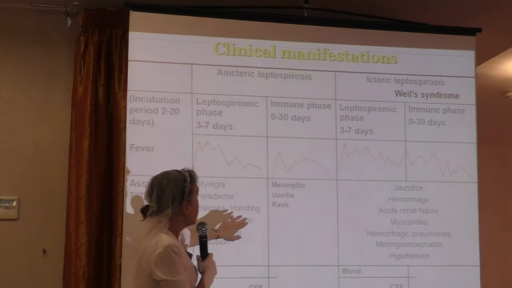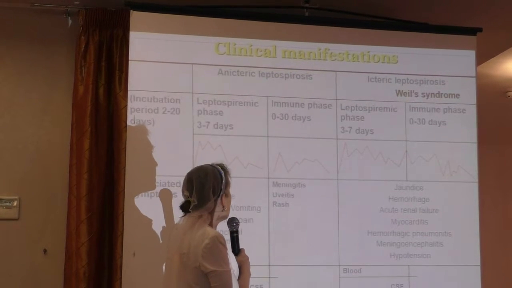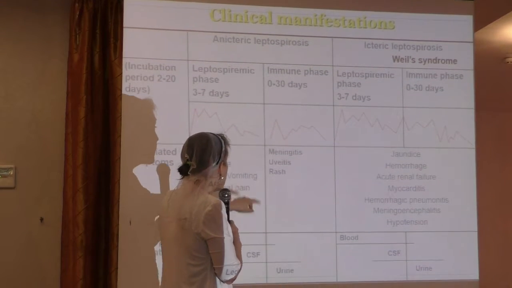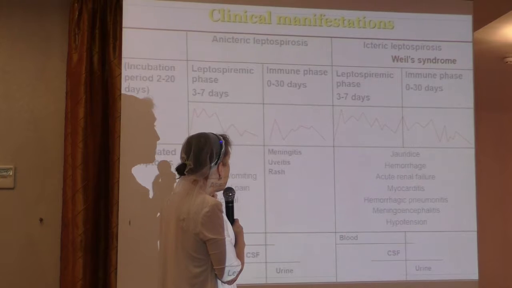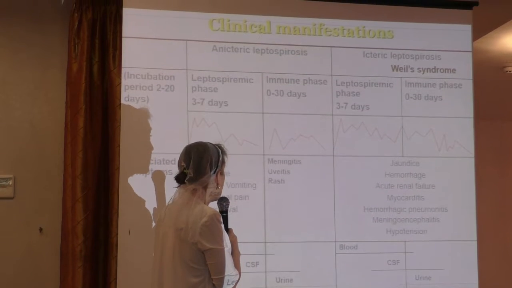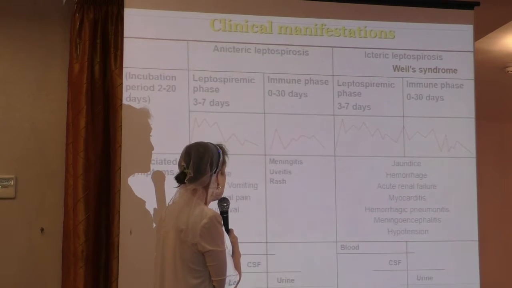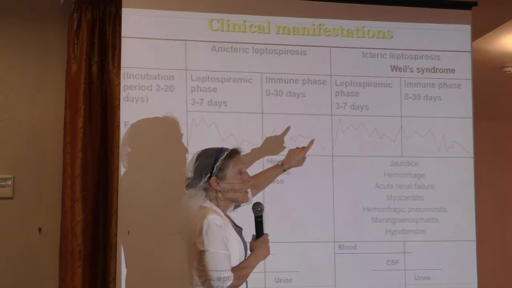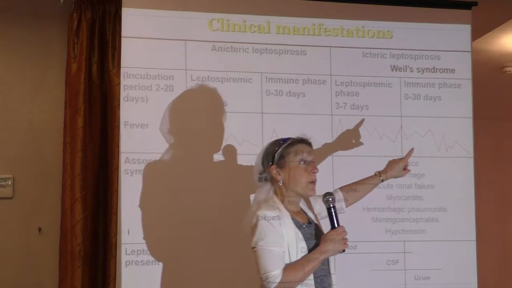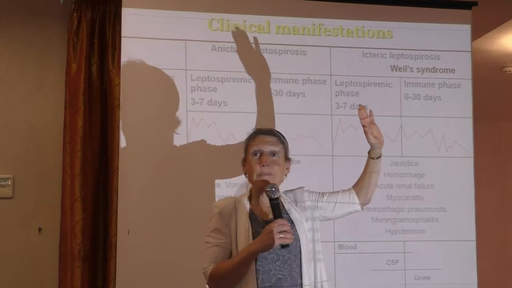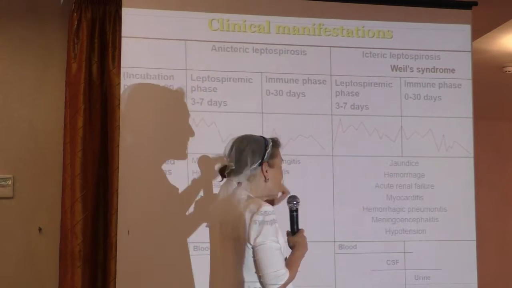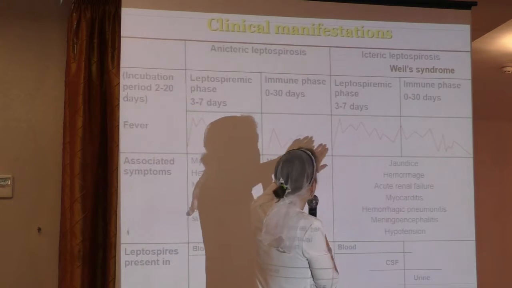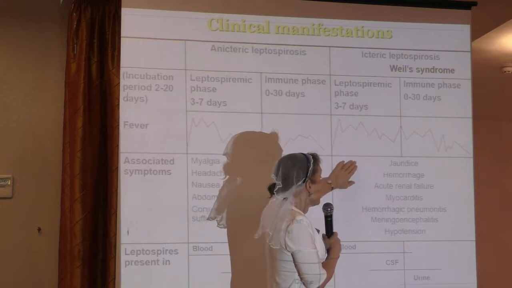And then this immune phase, where the products of the leptospira, the antitoxins, the antibodies to it, again, start to cause problems with meningitis and uveitis and rash. Weil's syndrome is the name for severe leptospirosis. Anybody ever heard that name before? Haven't heard of this disease at all, right? So at any rate, same kind of phase, 3 to 7 days, and these guys get really, really sick.